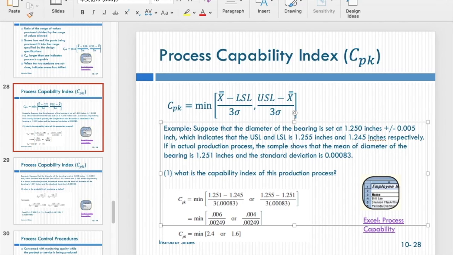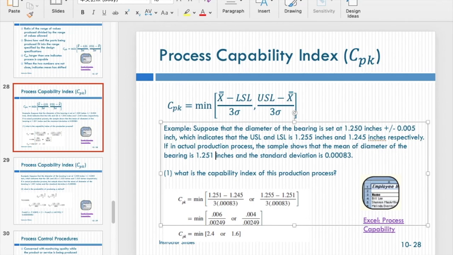And by following the same fashion, you can get another number, which is 1.6. But since we know that the capability index corresponds to the minimum number between these two, what is the result? The result is 1.6, because 1.6 is less than 2.4. So the capability index of this production process is 1.6.